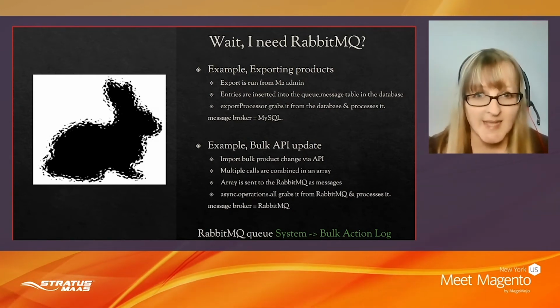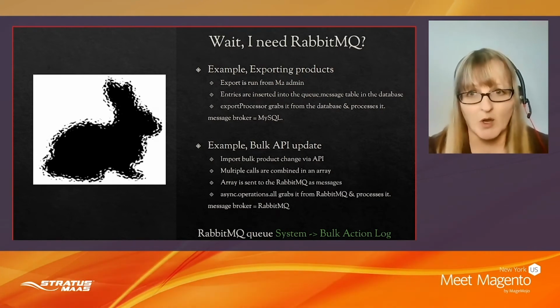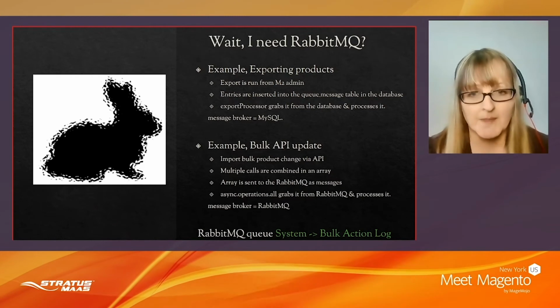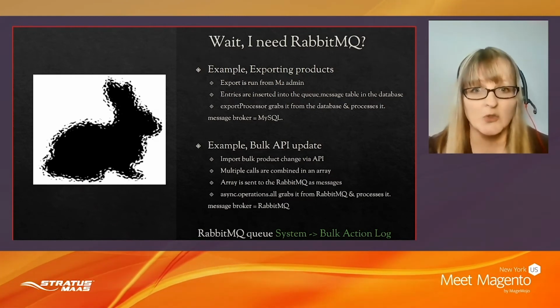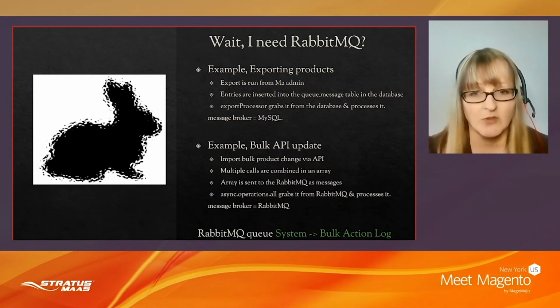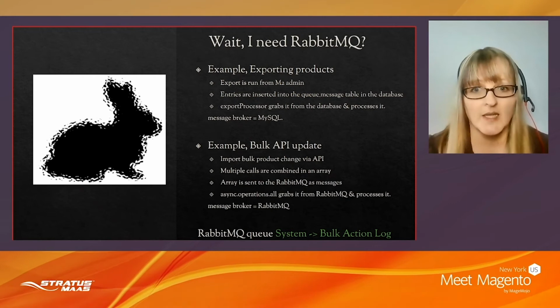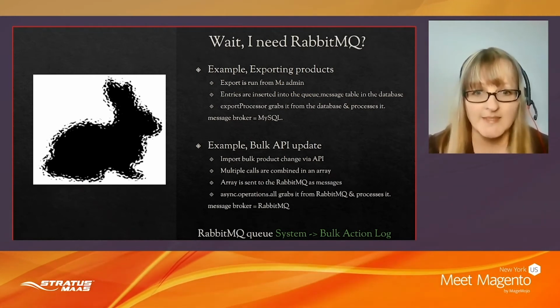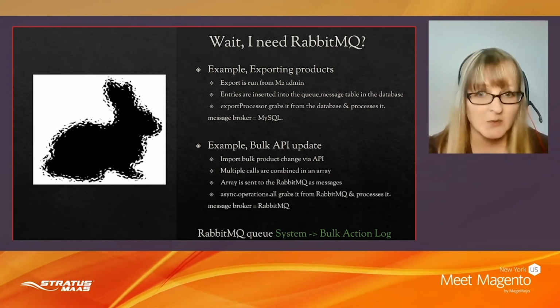As an example, let's say you want to export all of your products. You run the export from the Magento admin. Entries are inserted into the queue message table in the database. The consumer export processor, which is run by cron, will grab these messages from the queue message in the database and process the export. In this example, the message broker is MySQL.